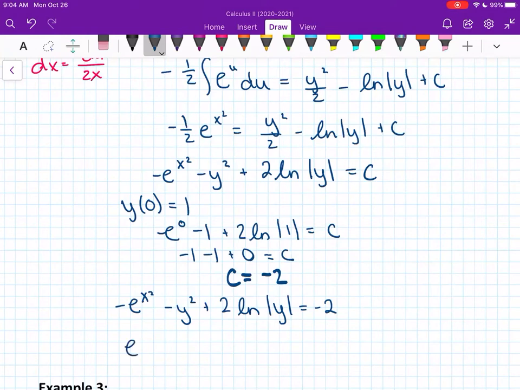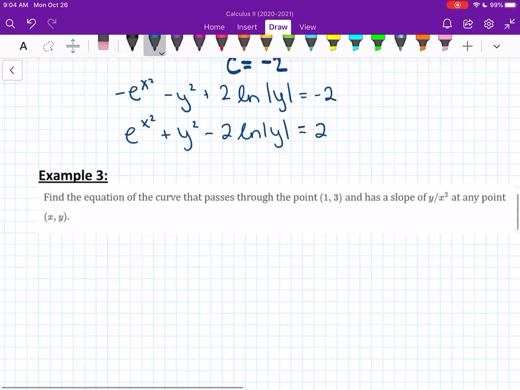Or another way to write that, if you don't like all the negatives, I would prefer if it started out as a positive and my constant was a positive, so I'm just going to flip the sign on everything. Either of those answers would be acceptable.